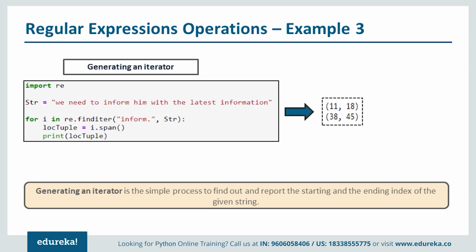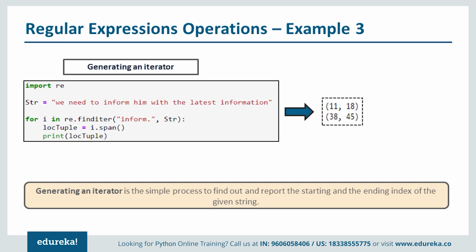Similarly, here we also try to use an iterator. An iterator searches for a particular string, but in return it only gives you the index value where the string is present and where its ending point is. Now in this case we have the keyword inform mentioned twice.